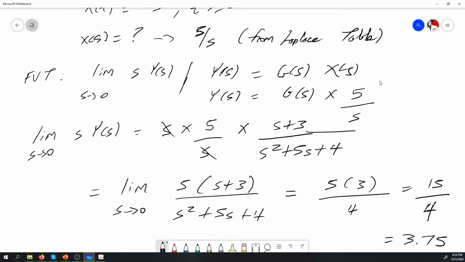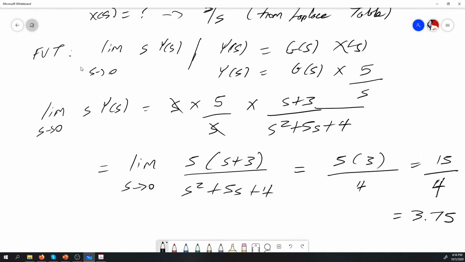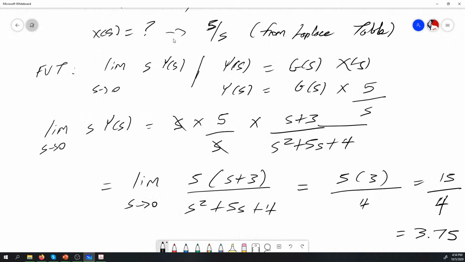We also know that the final value theorem was the limit as s tends towards 0 of sY(s). And Y(s) here was basically G(s) multiplied by X(s). So we know our X(s) signal here is 5 on s. So now we have to substitute this accordingly into our Y(s) equation here. And substituting this, we now evaluate the limit accordingly for sY(s). So this s here will be here. Our X(s) was 5 divided by s. And our G(s) signal here was s plus 3 divided by s squared plus 5s plus 4.